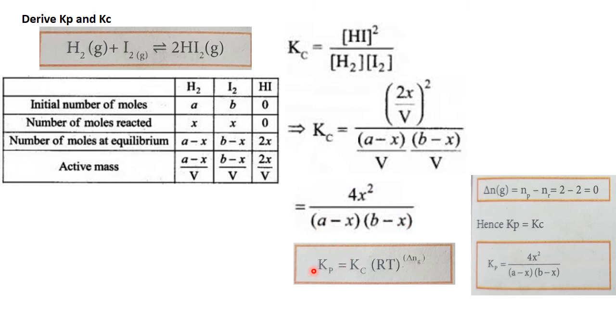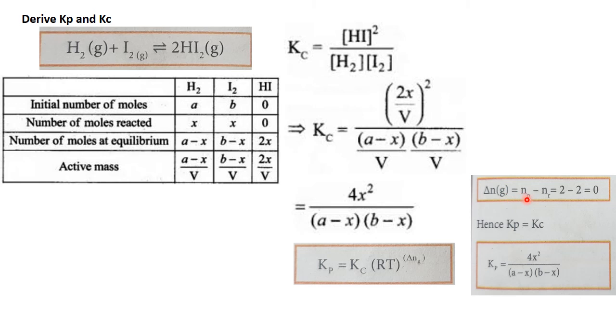Again, one more step. Already, what is the Kp Kc relation? Kp is equal to Kc into RT power delta Ng. Already we know what delta Ng is. There are three cases: Kp is equal to Kc, Kp is greater than Kc, and Kp is less than Kc. So first you have to find out the delta Ng value.